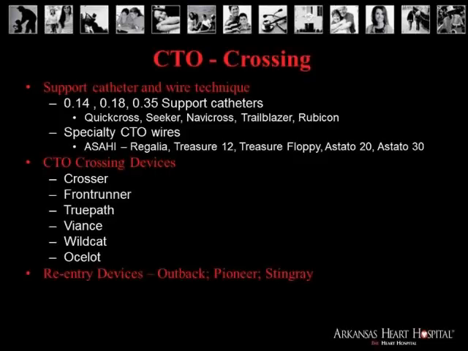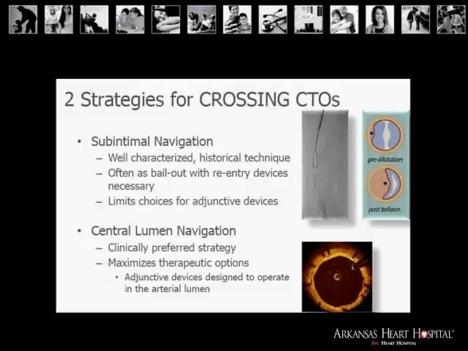In any event, in failing to cross a CTO directly, we also have reentry devices, of which the Outback or Pioneer and Stingray are the most common options seen in most labs, which allow us to re-enter the distal lumen and have a successful case.